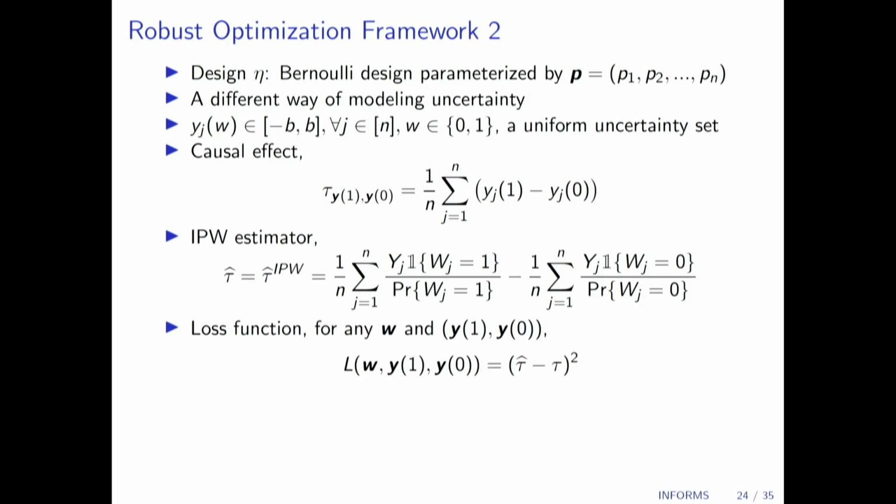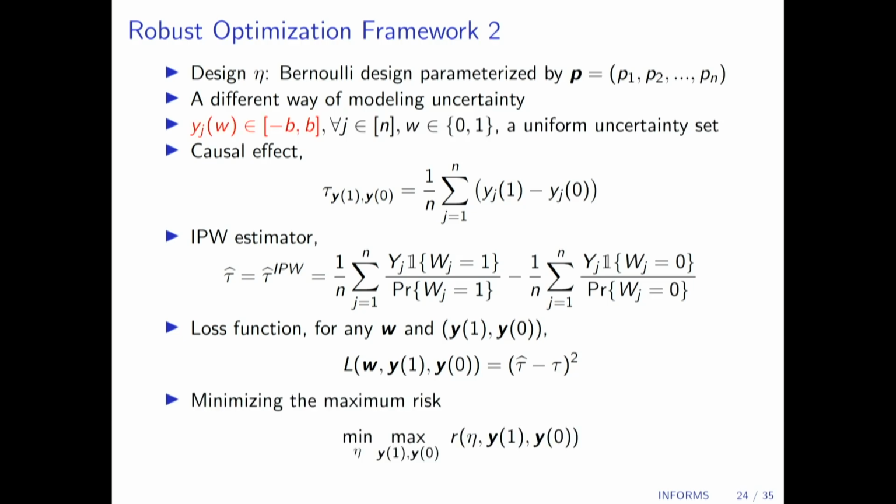And we define the loss function again to be the square loss, and we look at the minimax framework. We formulate the following minimax optimization problem, where the y1 and y0 are the unknown potential outcomes, and the domain of this y1 and y0 is highlighted over there. It's too long to put down here. It's highlighted in the red term, so that for every single unit, the domain is between negative b and positive b. That is the uncertainty set of the outcomes.